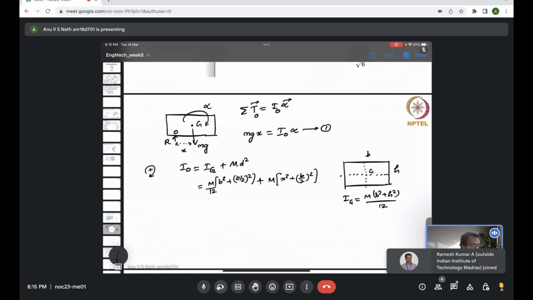So you can simplify this and you will get I_O being, let me write the expression, m times b square over 6 plus x square. No, by 2 is not there. Yeah, just m. Okay, so this is I_O.